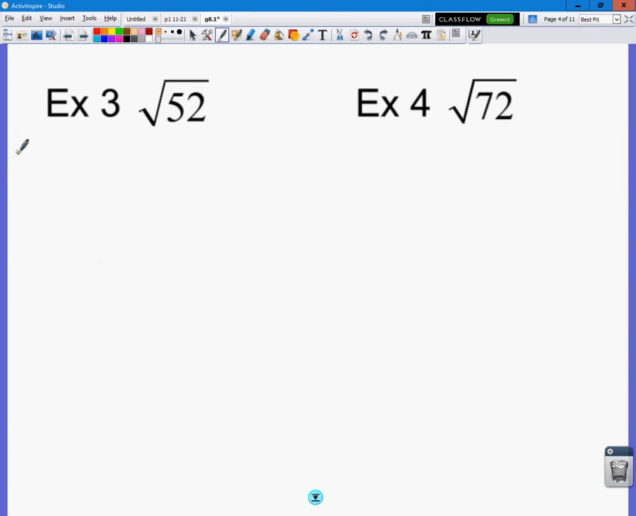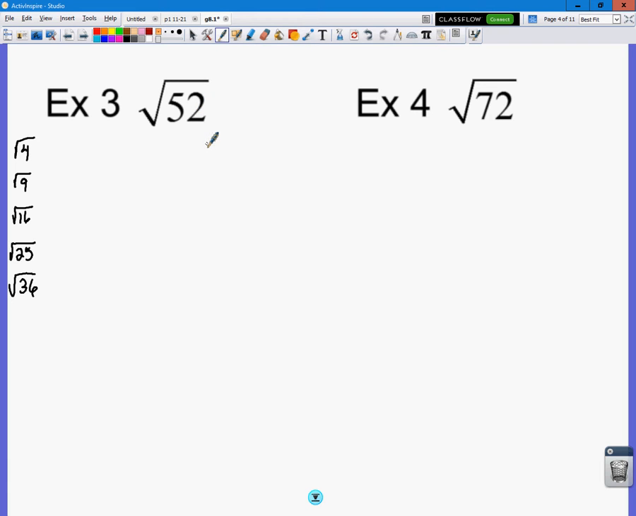Square root of 52. Think about our list. 4, 9. The next one in the list would be 16. Next one in the list would be 25. Next one would be 36. Once I'm past half, I don't need to look at the list anymore. 36 won't go into 52, will it? 25 won't go into 52, will it? But I could check to see if 16 will go into it.